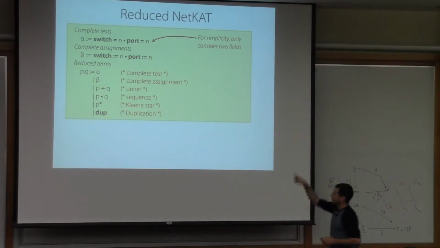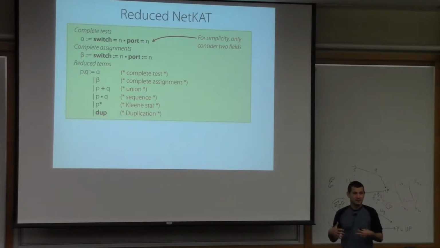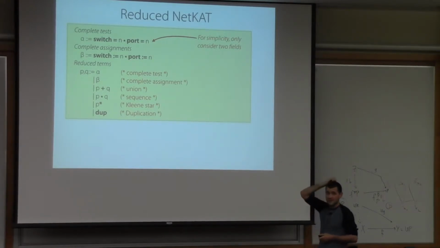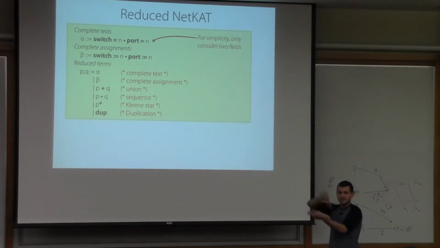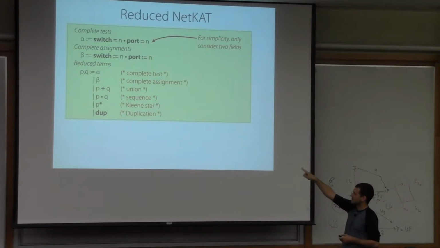And likewise, I'm going to take all my assignments and turn them into complete assignments. So I'm never just going to rewrite some of the bits. I'm going to rewrite all of the bits in the packet. And I'll use alpha to range over complete tests and beta to range over complete assignments. And so I'm going to do a rewriting that takes my surface language and makes all the tests complete tests, all the assignments complete assignments. And what I end up with then is a much smaller language that's just the regular operators plus complete tests, complete assignments, and dupe.